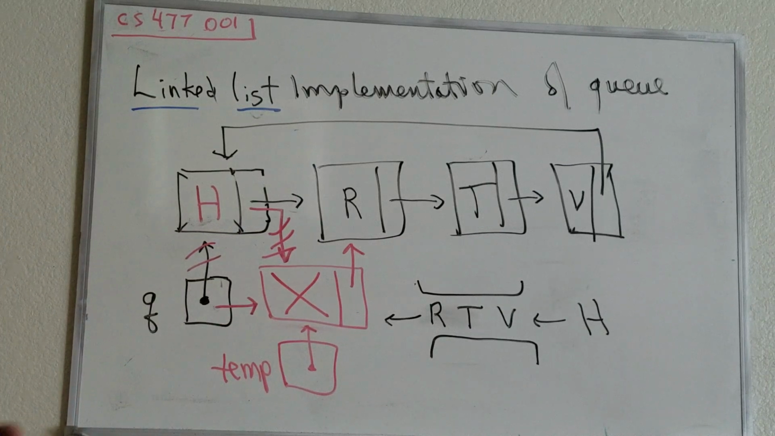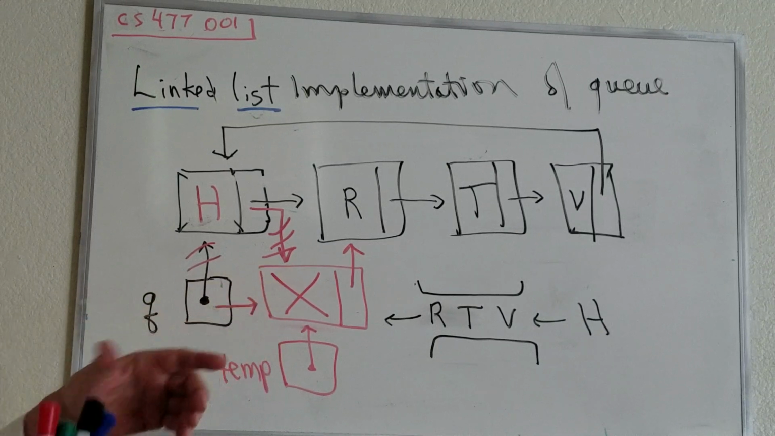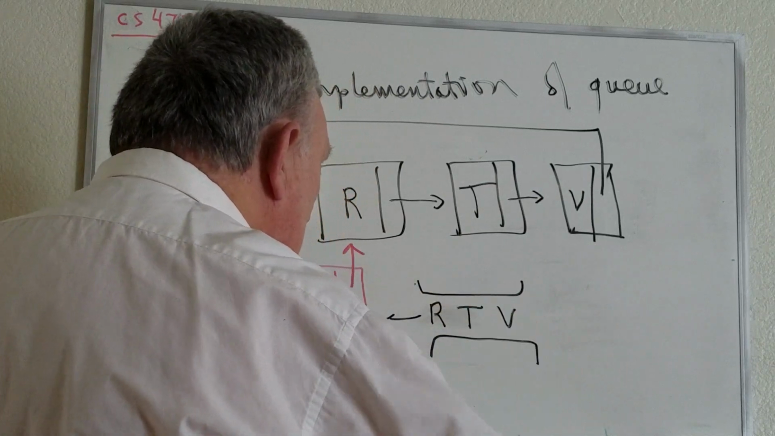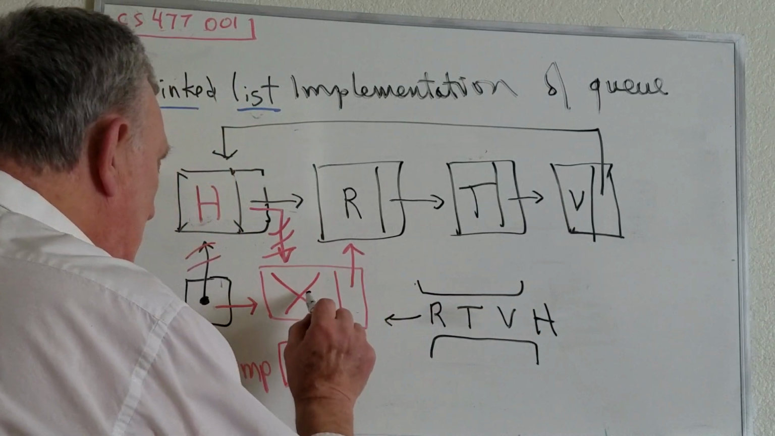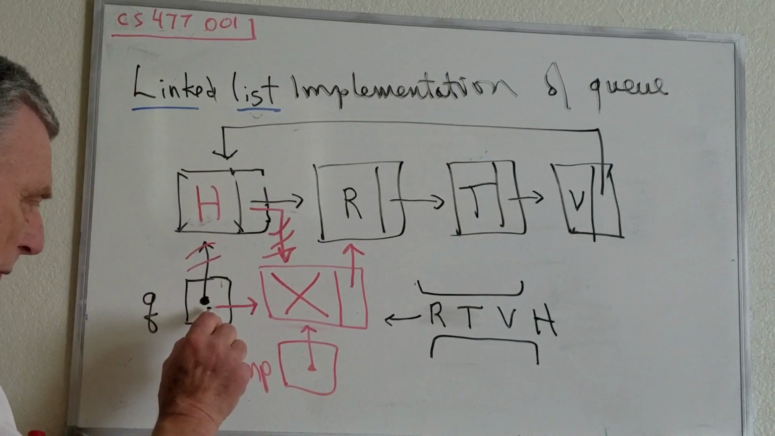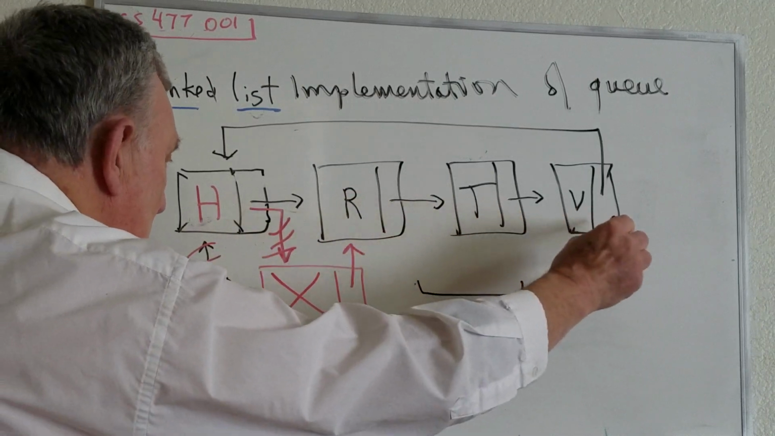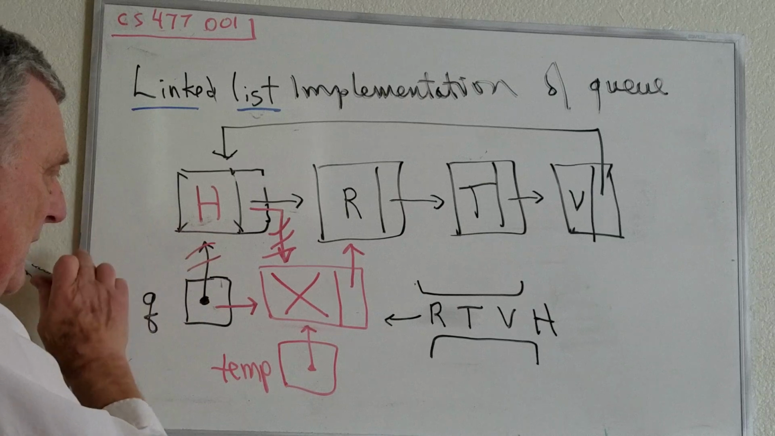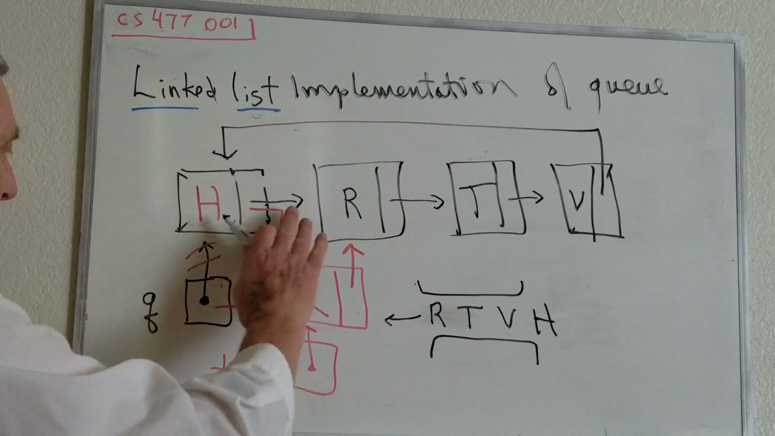And now observe. We now have the queue RTVH. Let's follow that along. We start here with the queue function. The queue variable here, which is the global variable for the queue, points to the dummy node, which points to the front item R, next item T, next item V, and finally the rear item H, which of course points back to the front item, which points back to the dummy node.